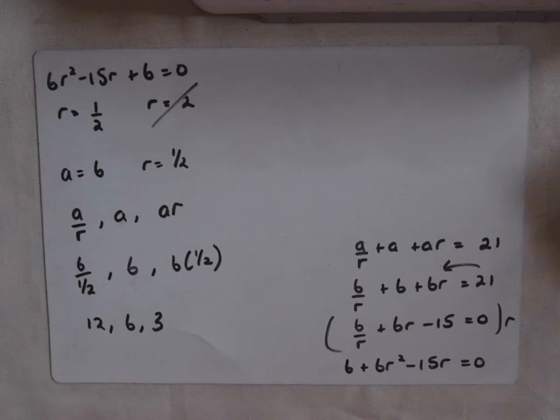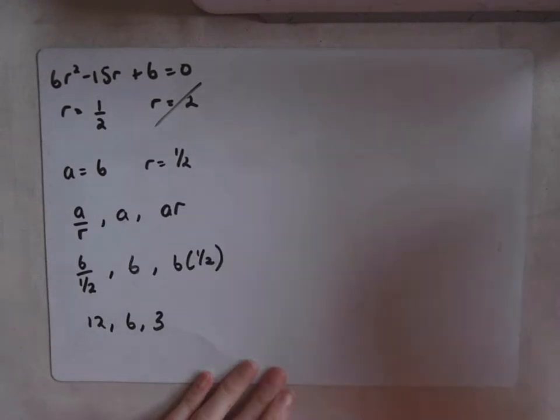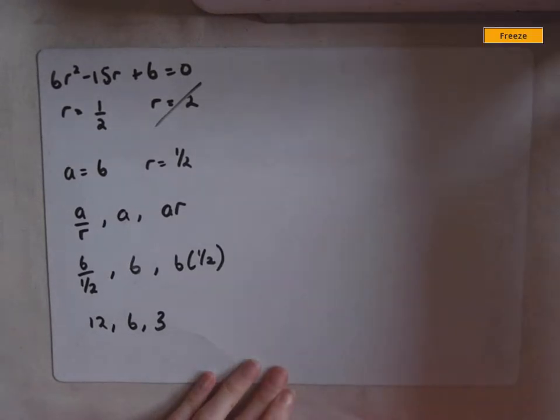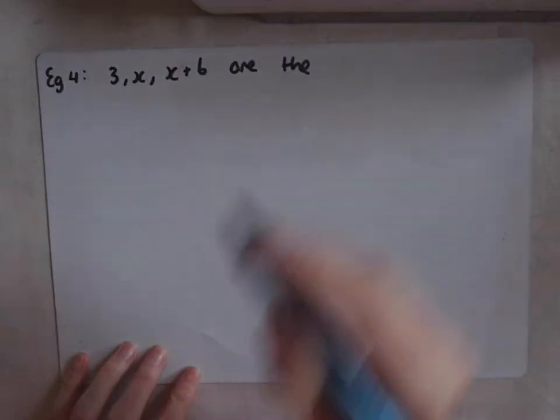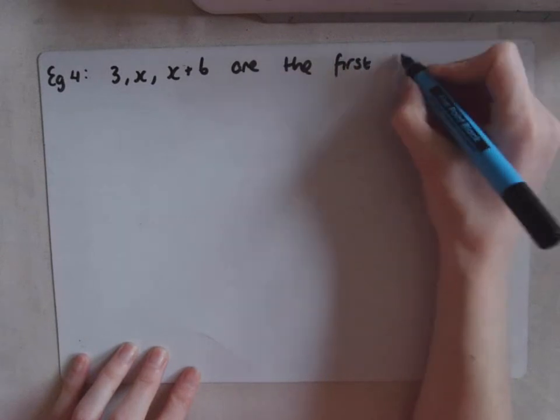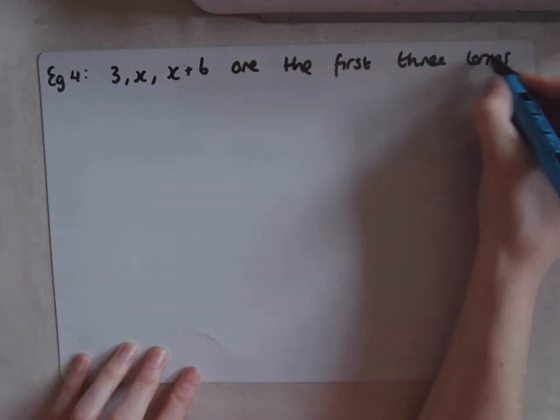Now, I just want to do one more example, if that's okay. Is this example 4? Yeah. Thank you. Can I get rid of the board? Okay. So 3, x and x plus 6 are the first 3 terms.